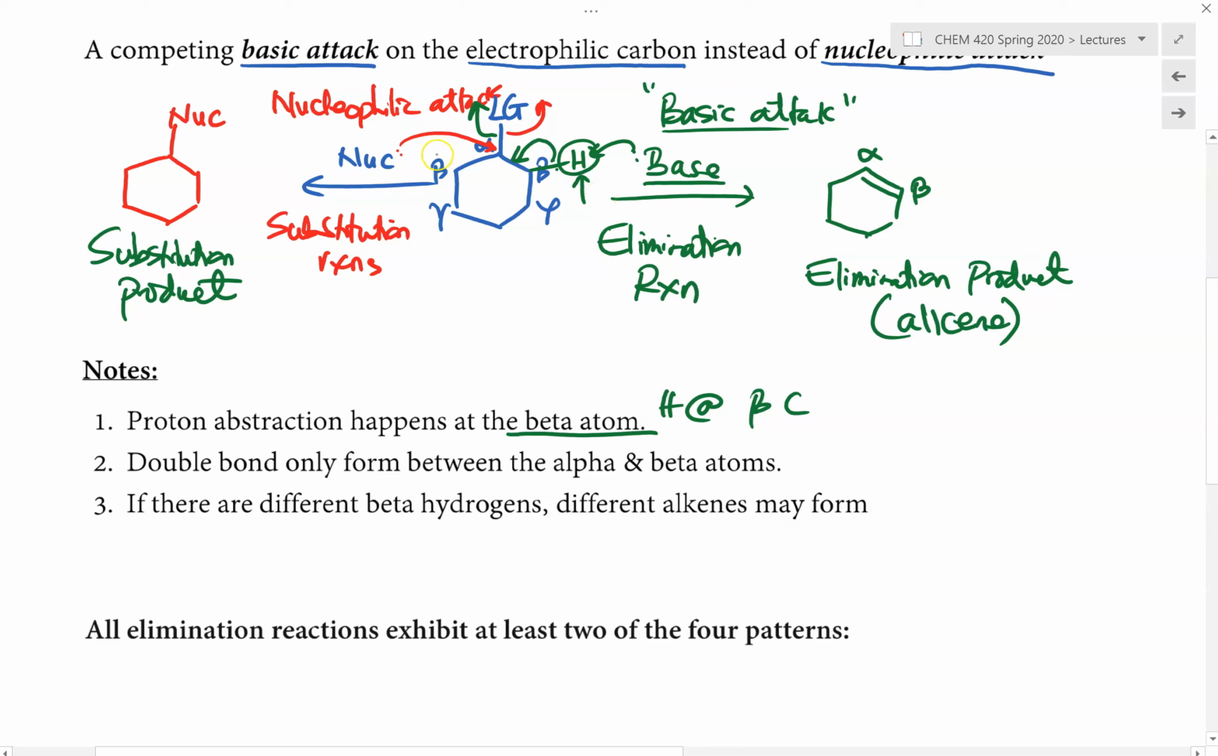Now, we can also have beta hydrogen over here on the other side as well. And if there are multiple beta hydrogens, or if there are different beta hydrogens, then different alkenes may be formed. So we can pick up a beta hydrogen from this carbon or this position over here. Depending on the structure of the substrate, it may lead to different types of alkene being produced. And the double bond is only formed between the alpha and the beta atom or carbon. So therefore, we call this beta elimination.